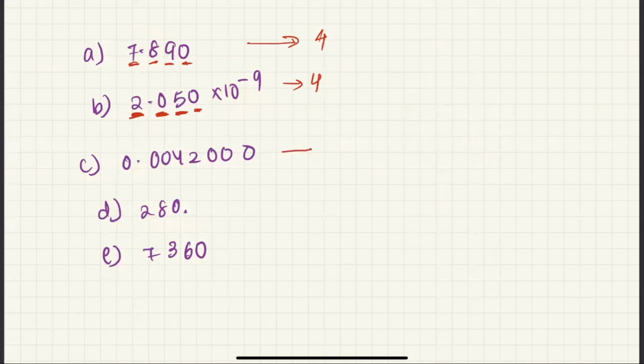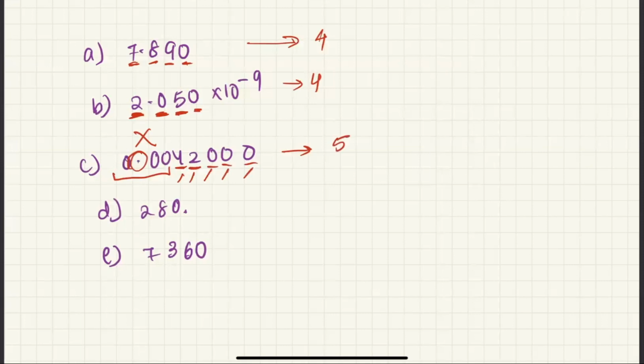What about this? 4 is significant, 2 is significant. 0 before a number is insignificant, and after the number it is significant if there is a decimal point. So there is a decimal point, so these 3 are also significant. So in total we have 1, 2, 3, 4, 5. So 5 significant figures.